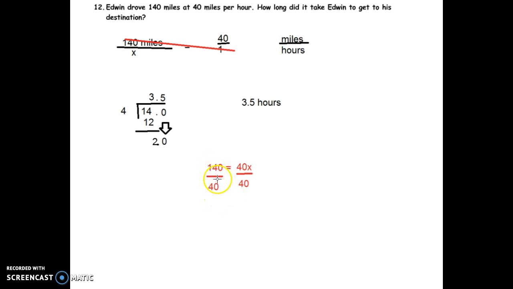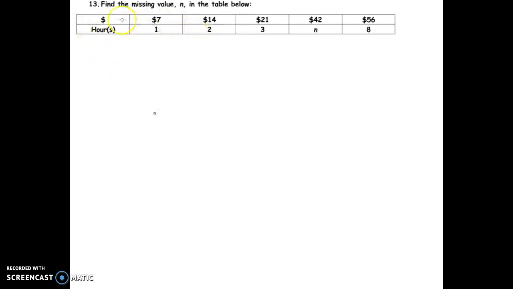All it is in and out. You're dividing. All right, that's number 12. On number 13, you got to read it carefully. It says, find the missing value, n, in the table below. So where's n at? N's over here.